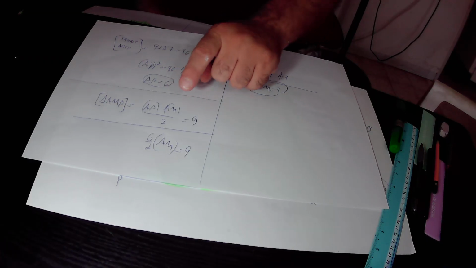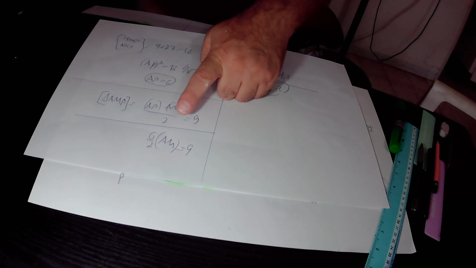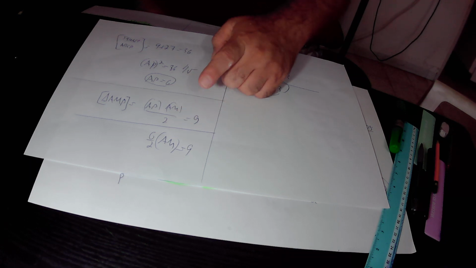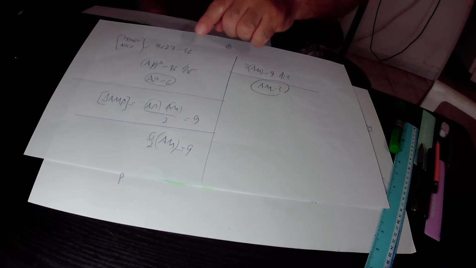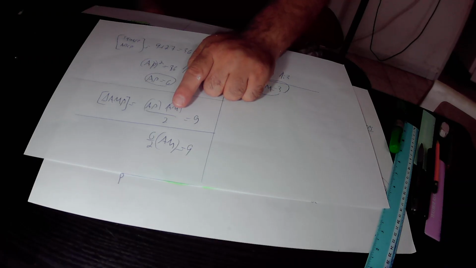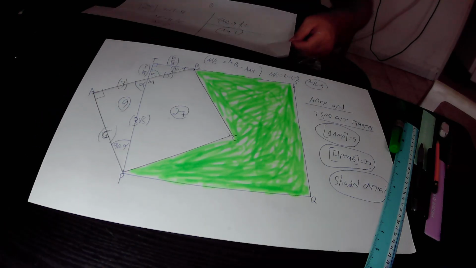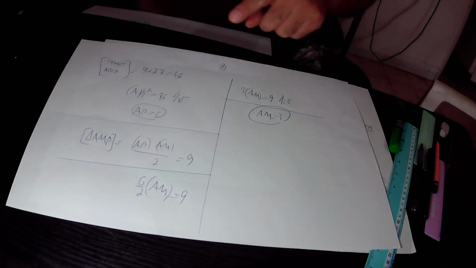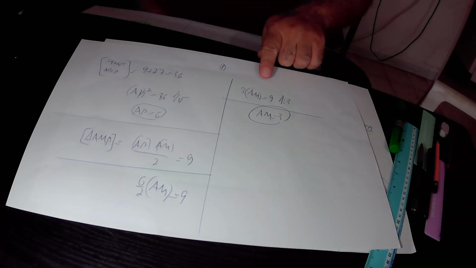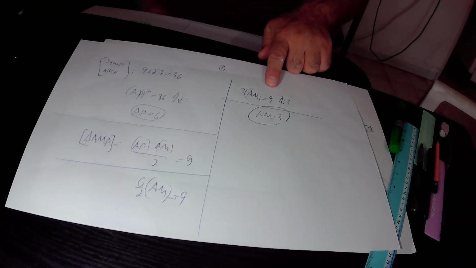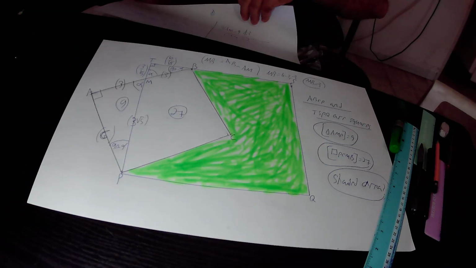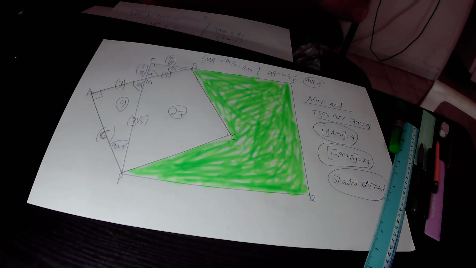Again, AP is 6, AM is the missing side, and we divide by 2. So in total, we found out that 6 over 2 times AM equals 9. That is the area of the right triangle AMP. 6 over 2 is 3, so 3 AM equals 9. Here we divided this equation by 3 and found out that the missing side AM equals 3 units in length.